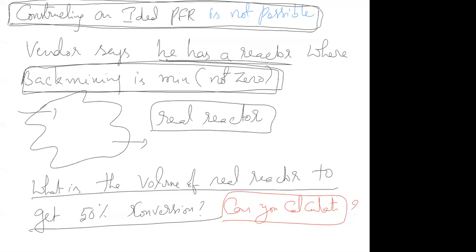So why can't you calculate? I want this particular part to be more interactive because everybody feels that non-ideal reactors are slightly difficult. So we'll try to have more interaction and make it as easy as possible. Why can't you calculate? How did you calculate PFR and CSTR volumes?